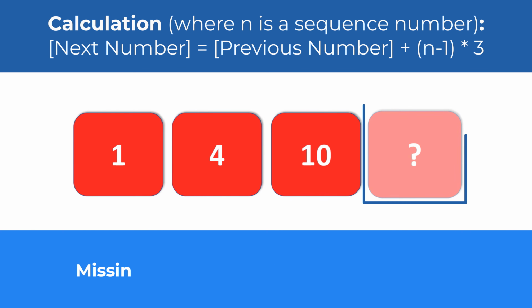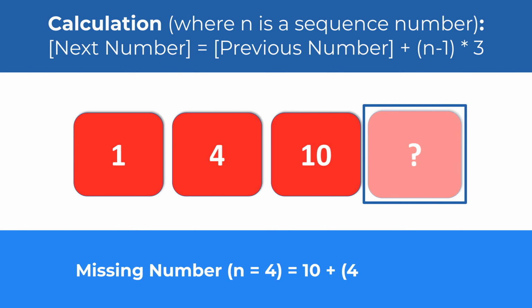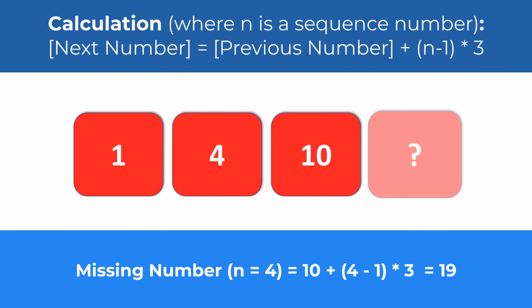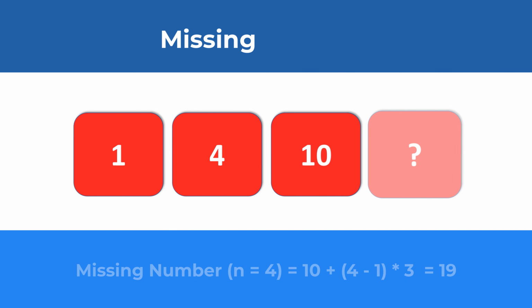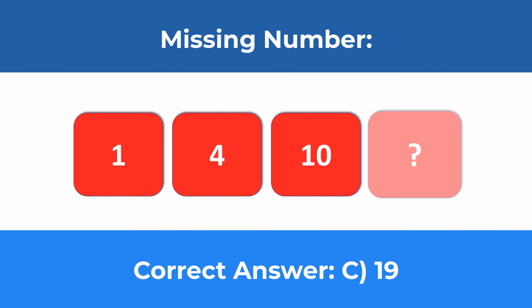So the missing number, where sequence number n equals 4, can be calculated as 10 plus (4 minus 1) multiplied by 3 equals 19. So the correct choice here is choice C, 19.